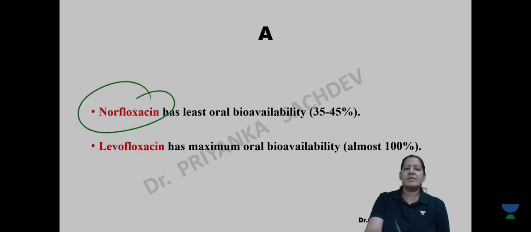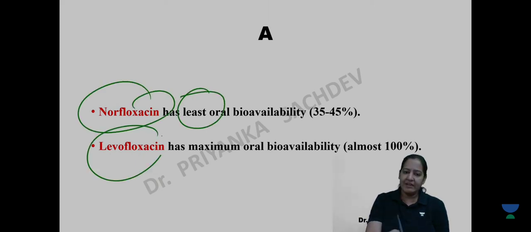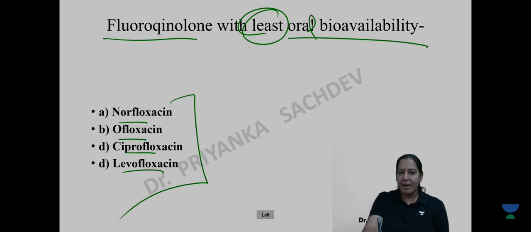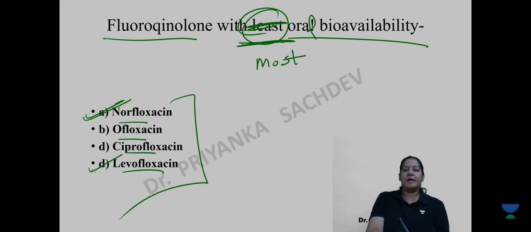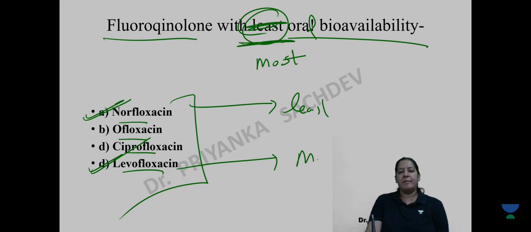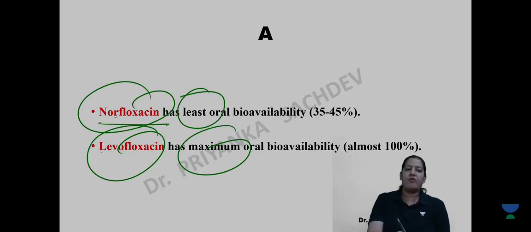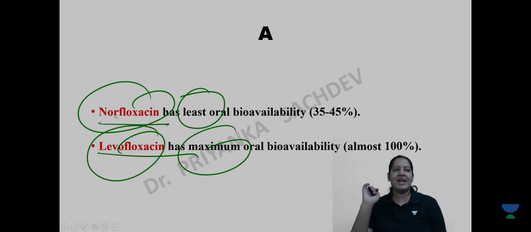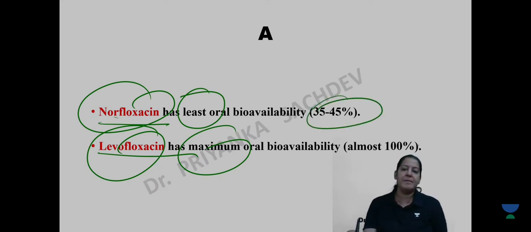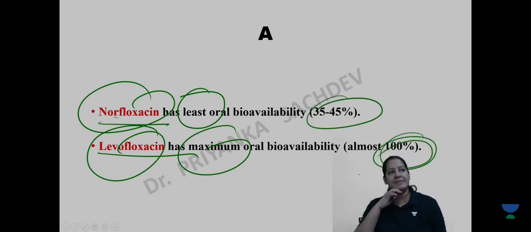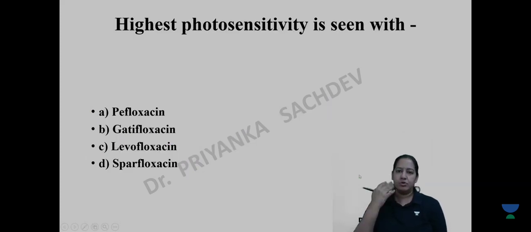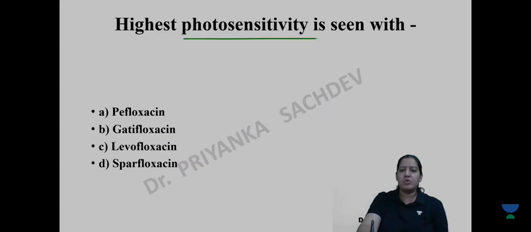Yes. So Norflox is having least bioavailability and Levoflox has maximum. Here I am asking least, that's why answer is A. If I change the question to most bioavailability, answer will become D. So least is Norflox, 30 to 40%, and maximum is Levoflox, 100%. Absolutely right, Priyanka.